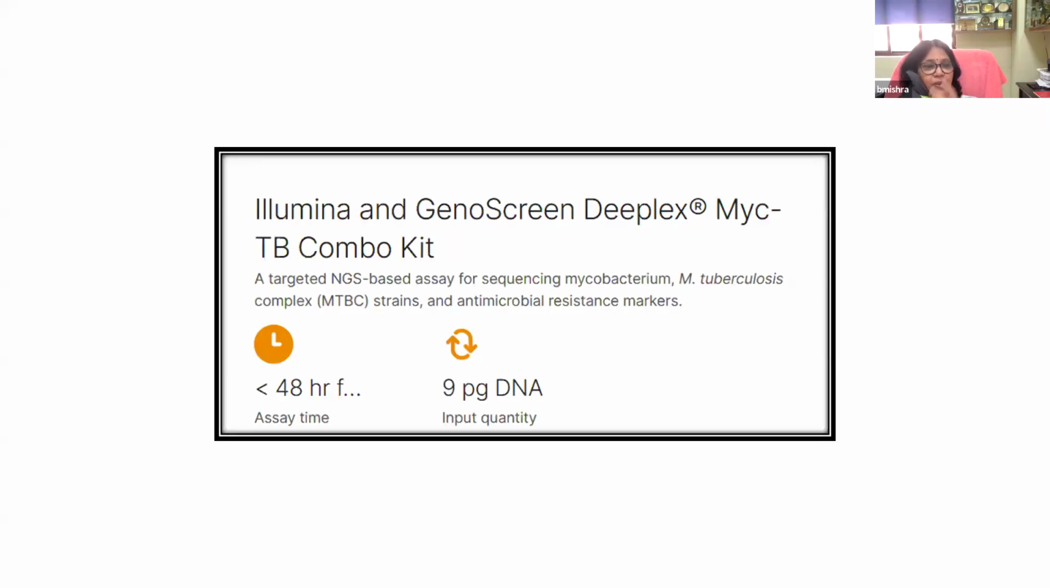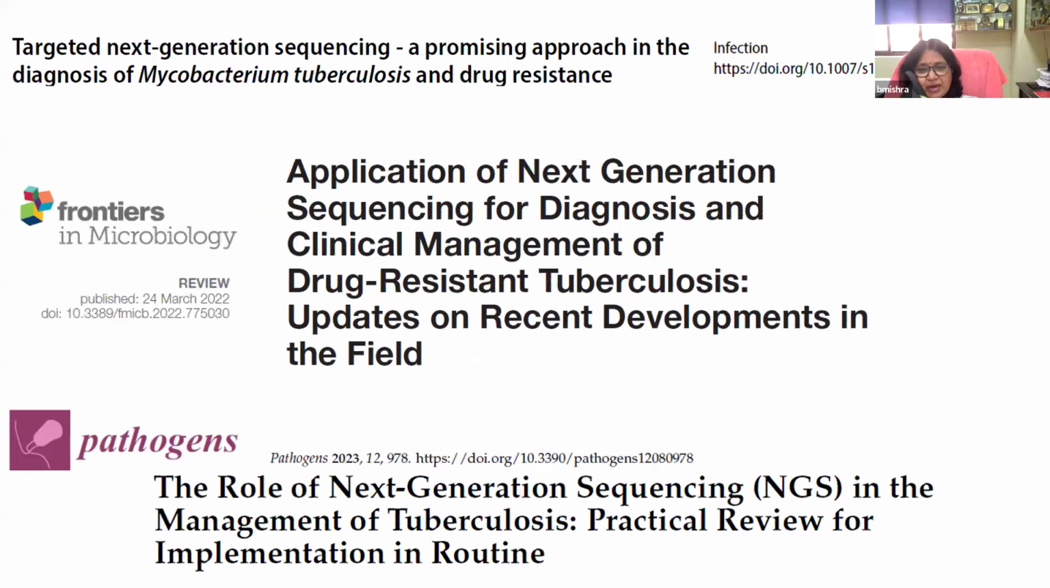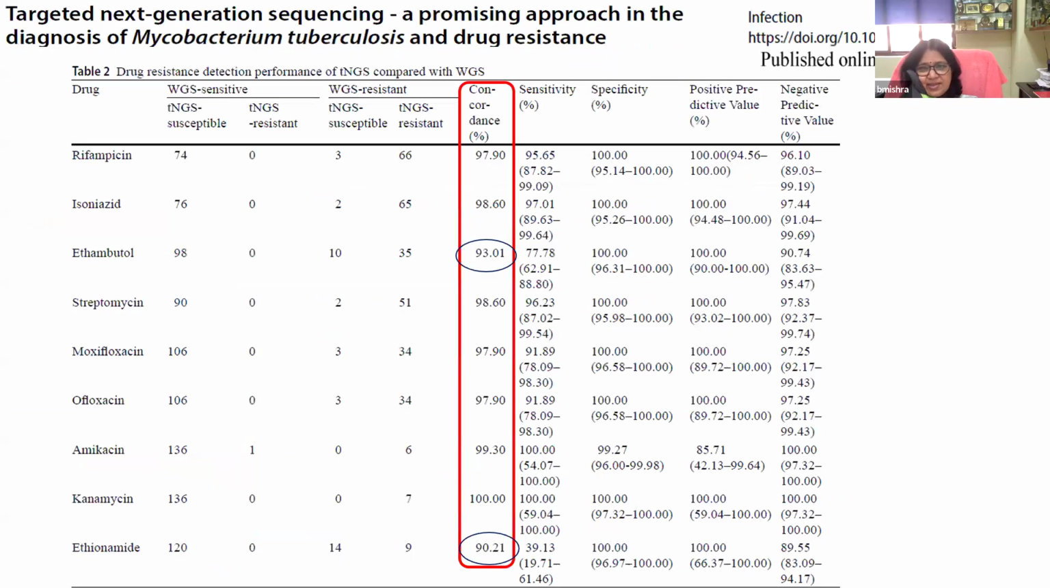This has already been marketed by Illumina and GenoScreen as the Deeplex Myc-TB combo kit. And various recent studies have come up which are showing very promising results. If we see the result of a recent study published in October 2024, except for ethambutol and ethionamide, when compared with WGS, all other drugs show near 100% concordance.